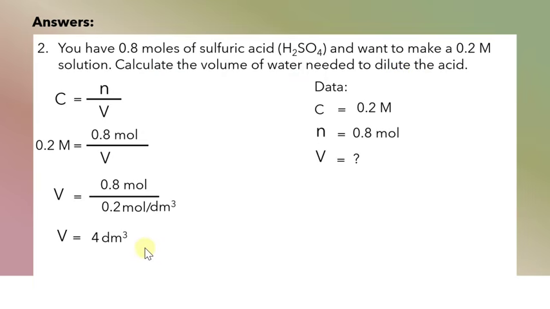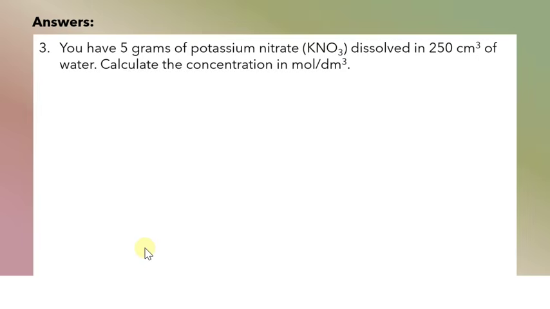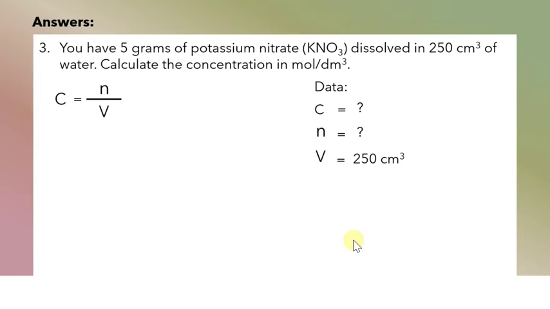Okay, then we move to another example, which is 3. You have 5 grams of potassium nitrate dissolved in 250 cubic centimeters of water. Calculate the concentration in mole per cubic decimeter. Okay, we understand concentration is number of moles over volume. Data, what are we given? Concentration is what we are going to answer here, so it is a question mark. Number of moles not given. Do we have number of moles? No. As you can see, there's nothing talking about number of moles here. So it's question mark as well. Volume is given, which is 250 cubic centimeters.